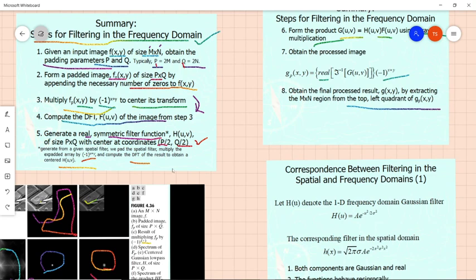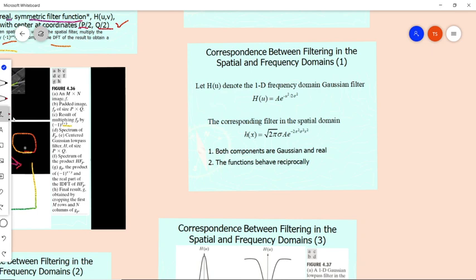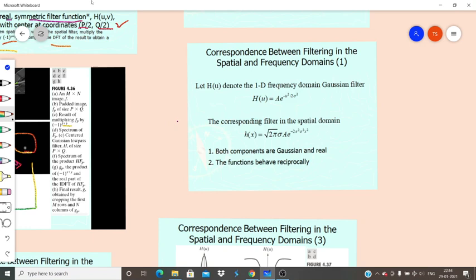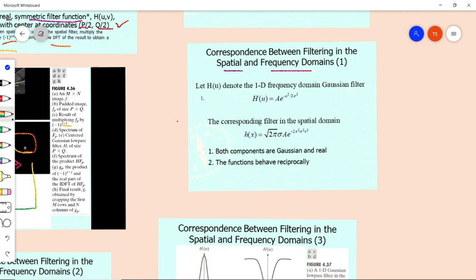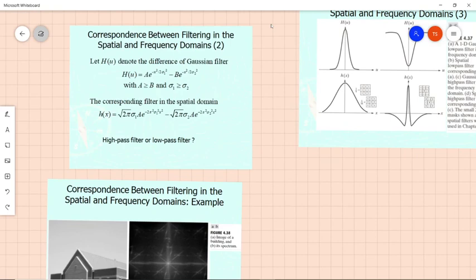Then, the correspondence between filtering in the spatial domain and in the frequency domain. What is the correspondence between filtering in the spatial and frequency domains? H of u denotes the one-dimensional frequency domain Gaussian filter, expressed as A e to the power minus u squared by 2 sigma squared, where sigma squared is the variance. The corresponding filter in the spatial domain is multiplied by root 2 pi times sigma. So both components are Gaussian and real, and this function behaves reciprocally. From that function, we denote H of u.